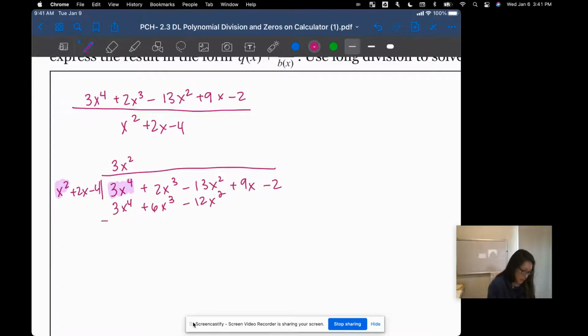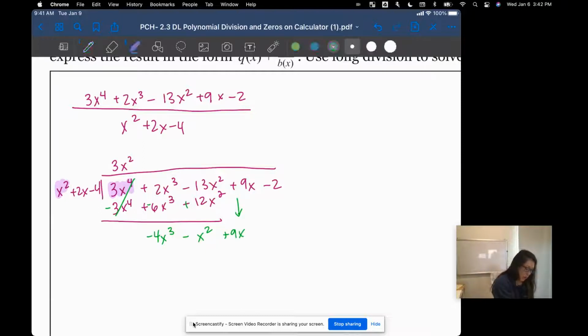And then I'm going to change my sign. So all the positives become negative and all the negatives become positive. I go ahead and add. 3x to the fourth minus 3x to the fourth gives me 0. 2x cubed minus 6x cubed gives me negative 4x cubed. And then negative 13x squared plus 12x squared gives me negative x squared. Okay, bring down the 9x.